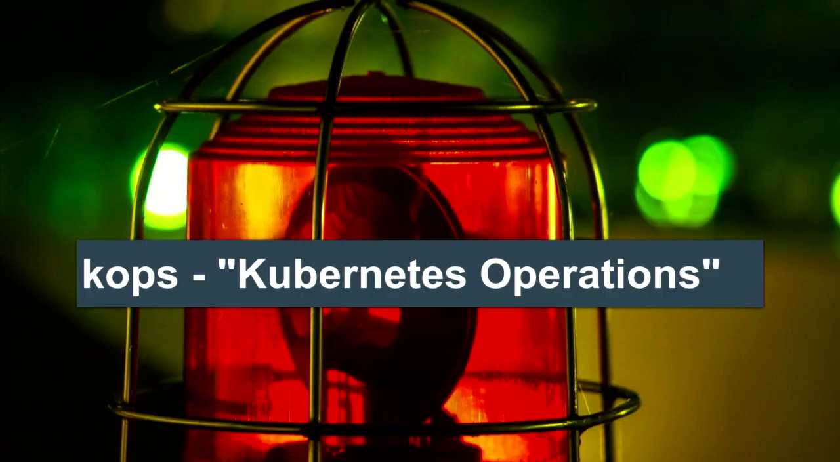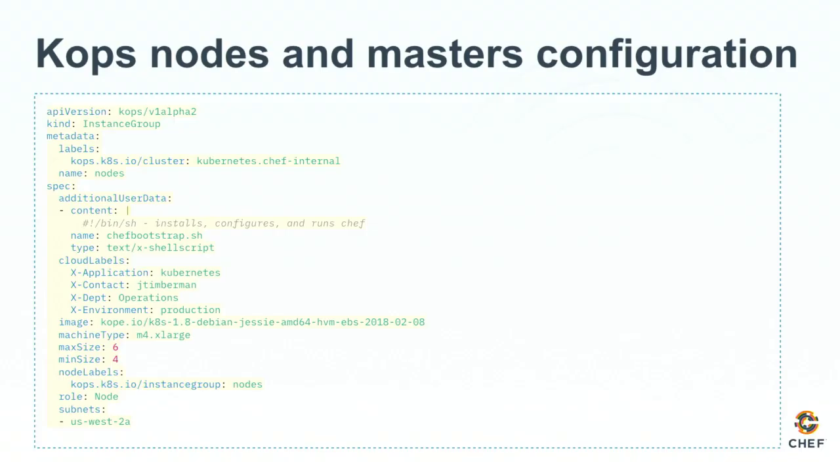So the way we stood up the Kubernetes cluster is we used Kops. Kops is Kubernetes operations. It is a tool where you run a command and you give it some arguments and then it will spit out YAML. We're not sad about that because I didn't have to write this, it just generated it for me. But in here is a comment right about in the middle where we have a shell script that installs, configures, and runs Chef. And this is additional user data that gets passed into the EC2 instances that it manages.